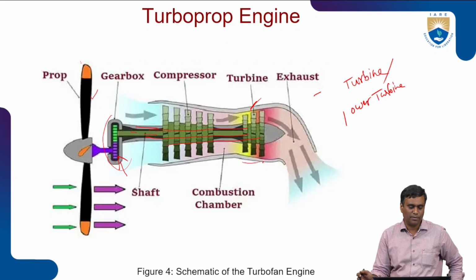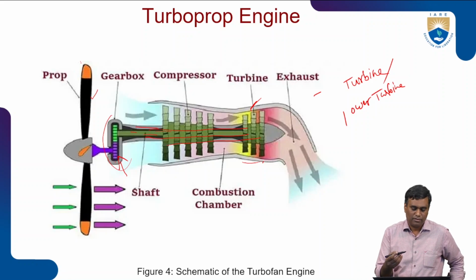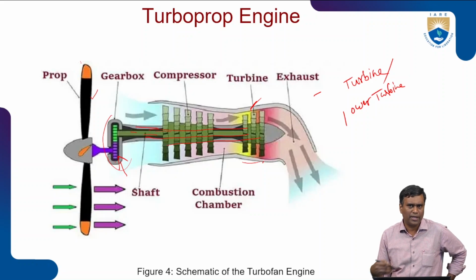A reduction gearbox is essential because usually these turbines rotate at a high RPM and low torque. This reduction gearbox will reduce the RPM. Otherwise, if the propeller is directly connected without a reduction gearbox, the propeller can't withstand those loads. That's point number 1.